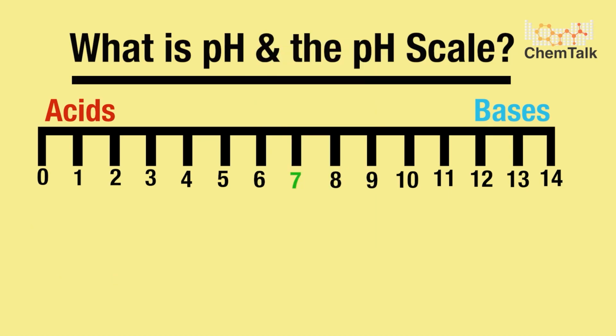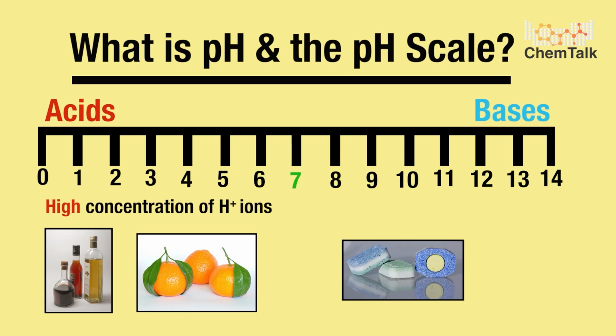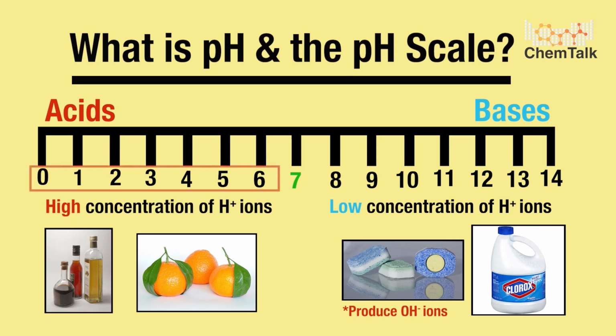Acids such as vinegar and citrus fruits produce hydrogen ions in water, so they have a high concentration of hydrogen ions. Bases such as detergent and bleach produce hydroxide ions in water and have low concentrations of hydrogen ions. Acids have a pH less than 7, and bases have a pH greater than 7. Neutral substances such as pure water have a pH of exactly 7.